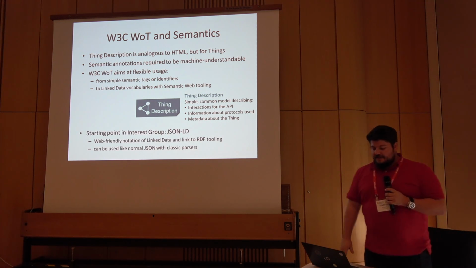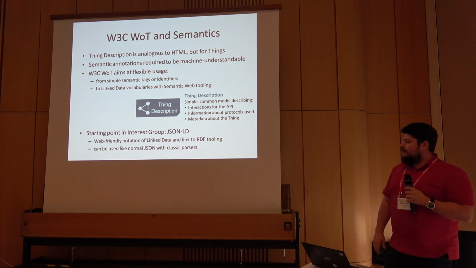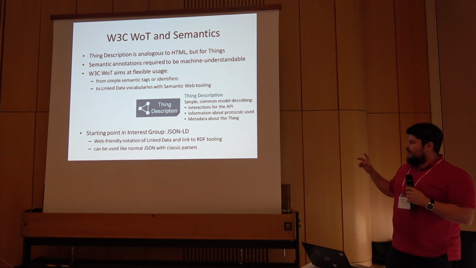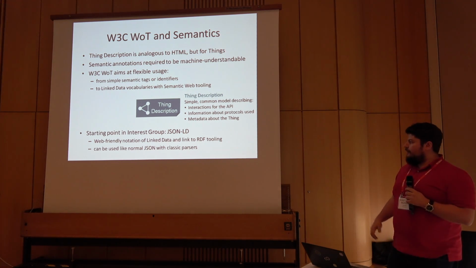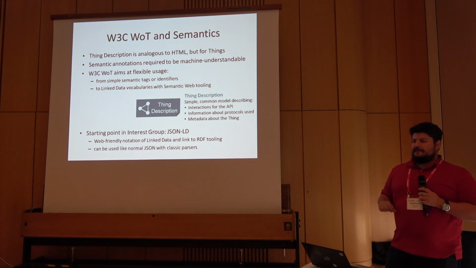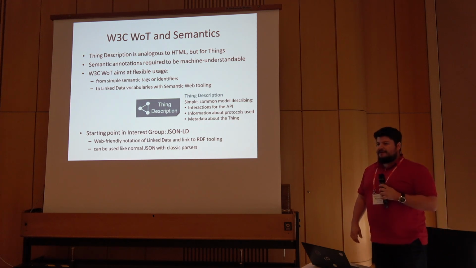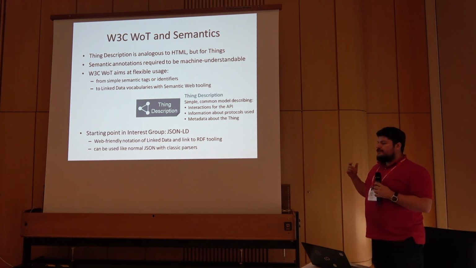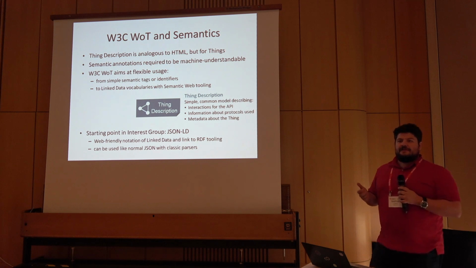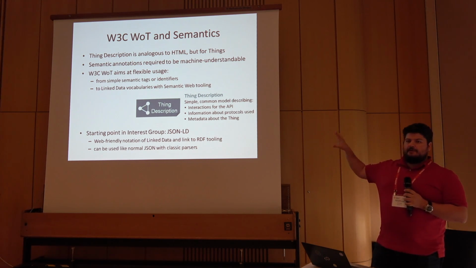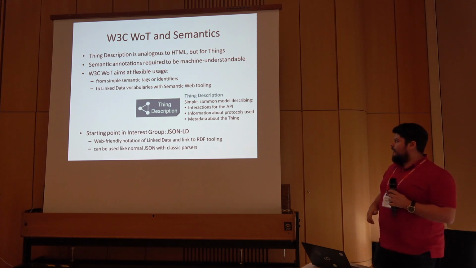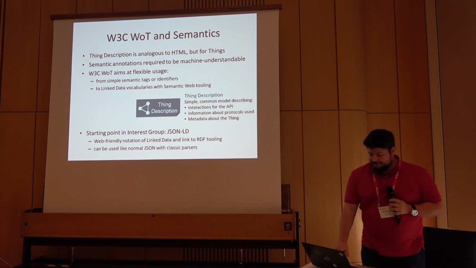And the starting point for this is at the moment JSON-LD. It has the nice component that it is basically a web-friendly notation of linked data, and it links to this RDF tooling that I mentioned. But you can just use it as a normal JSON document, so it's then similar to some JSON schema that is quite popular at the moment, so you don't have to really know about what's behind that. But the model we are defining is well grounded in this kind of semantic modeling.